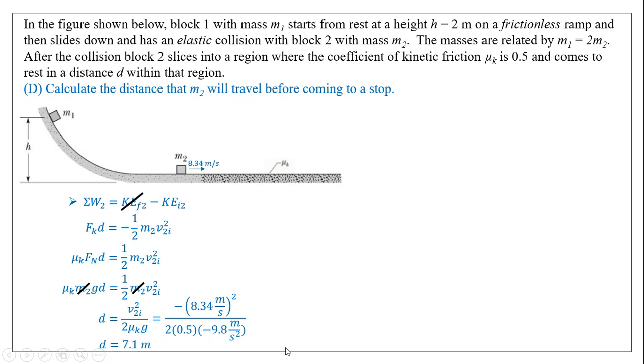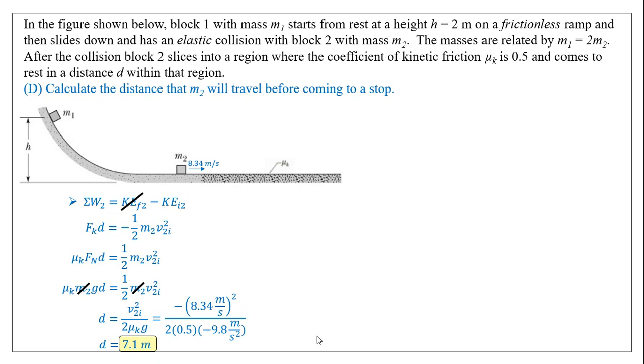And then if you do this correctly, the signs will cancel out, and it will tell you that the distance here is 7.1 meters. So since it asks for distance, I don't have to worry about the direction because distance is a scalar, so that's it, 7.1 meters. That's how far it will travel before it comes to a stop.